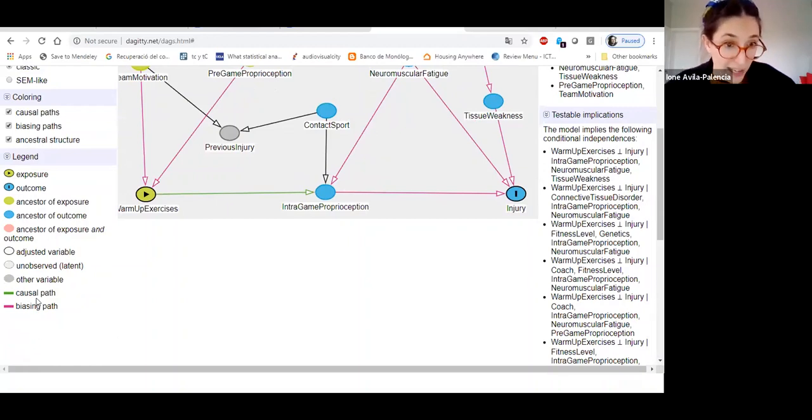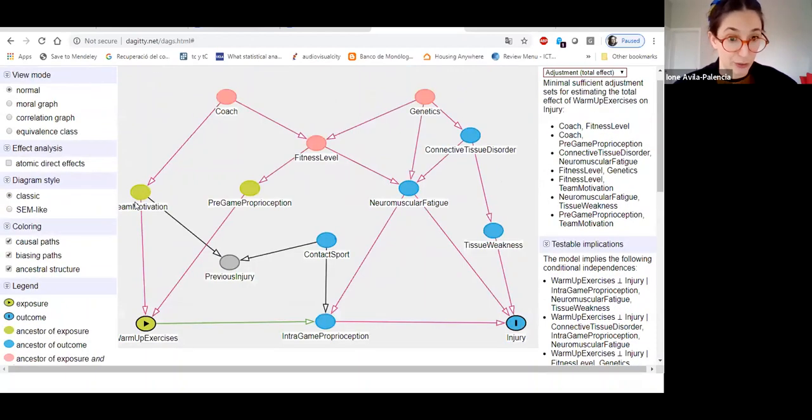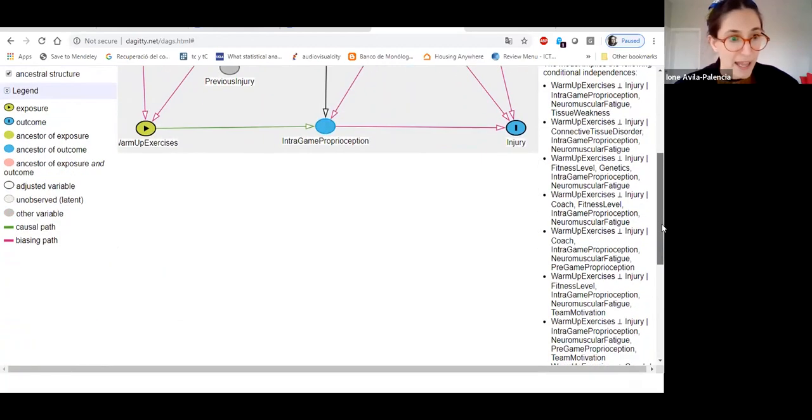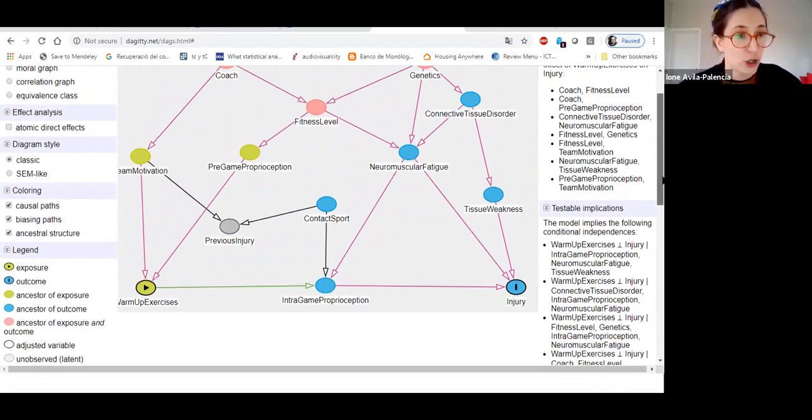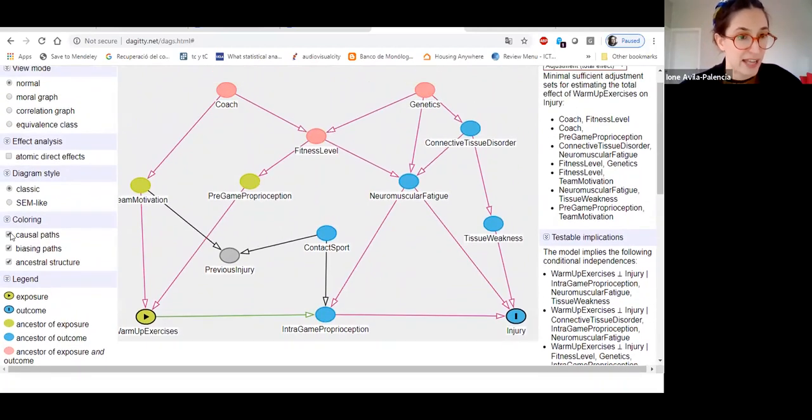And then we also have different colors for the paths. These colors you already saw in the example from the paper that Priscilla showed. The idea is that the causal path is represented in green, and the biasing paths are represented in red. Okay, so going up in these left options, we have this coloring.